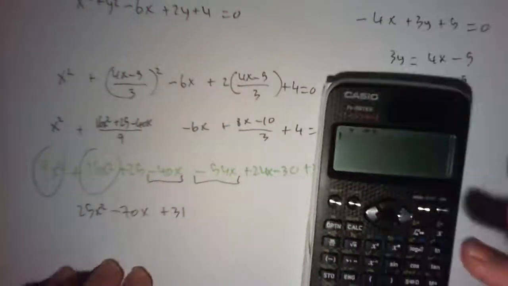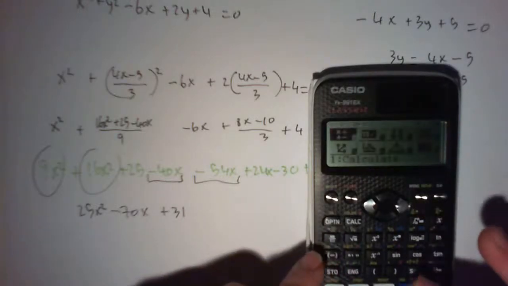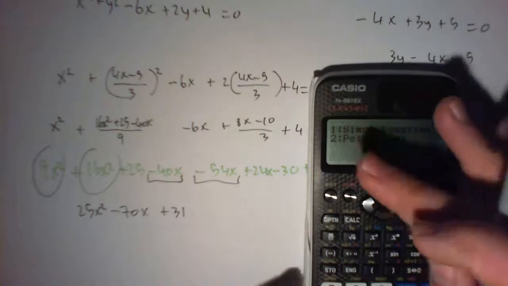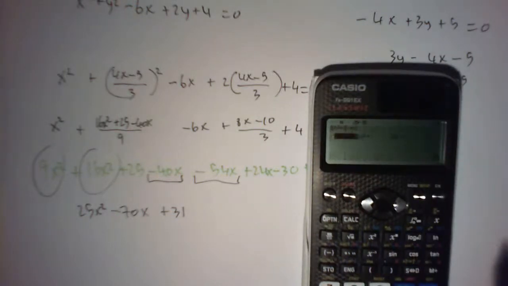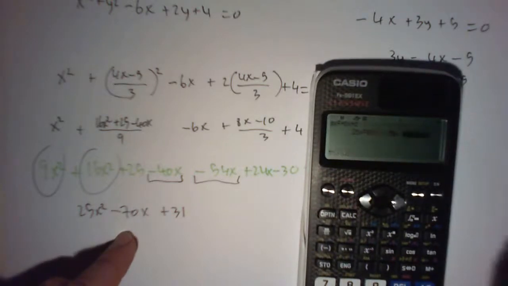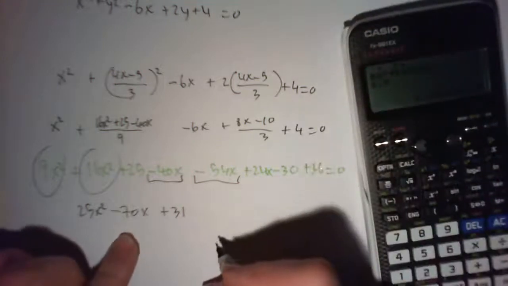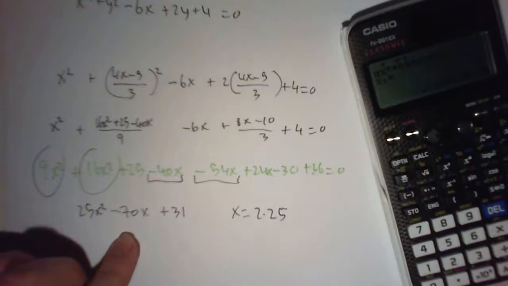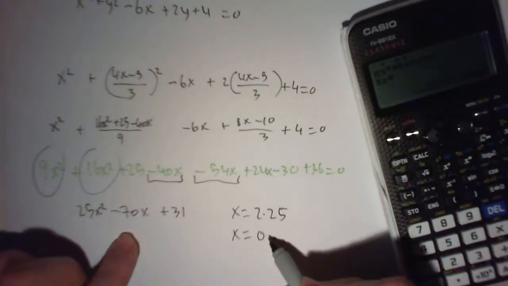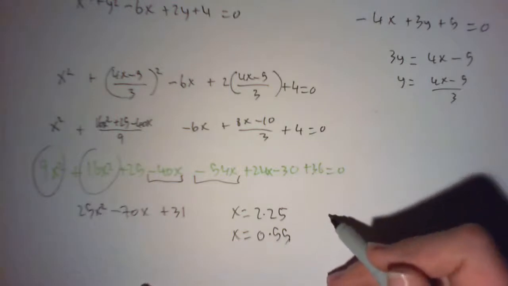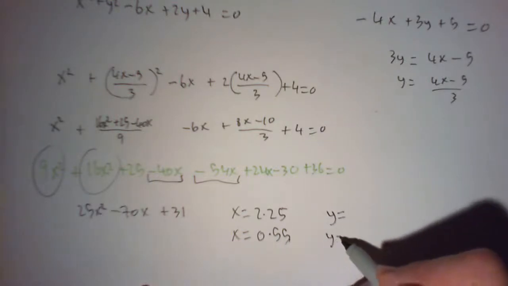So you can see where this is getting fun. I'm just going to start cheating now because, you know, I can. 25x squared minus 70x plus 31. So x is equal to 2.25 and x is equal to 0.55. Which means you substitute them back in to get your y values.